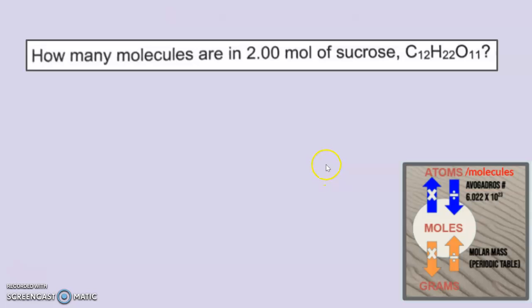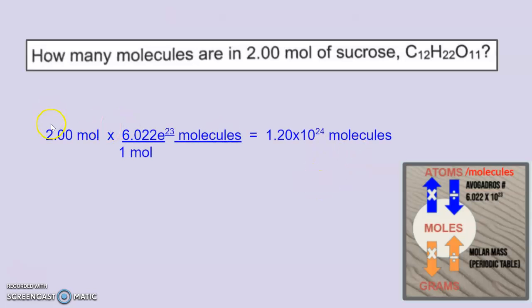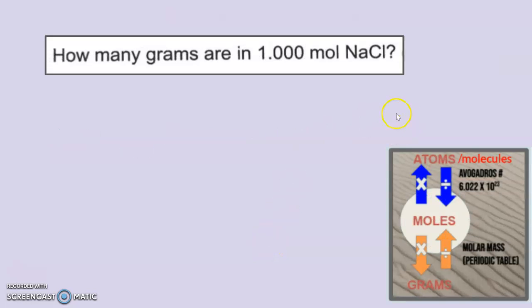Here's your answer. Since you're starting with moles, you're going to go ahead and set that up on the top of the picket fence. And then you're going to multiply by Avogadro's number because that's how many molecules are in 1 mole. That'll cancel the moles. You'll multiply straight across, and the answer will be 1.20 times 10 to the 23rd molecules. Here comes problem number 3.